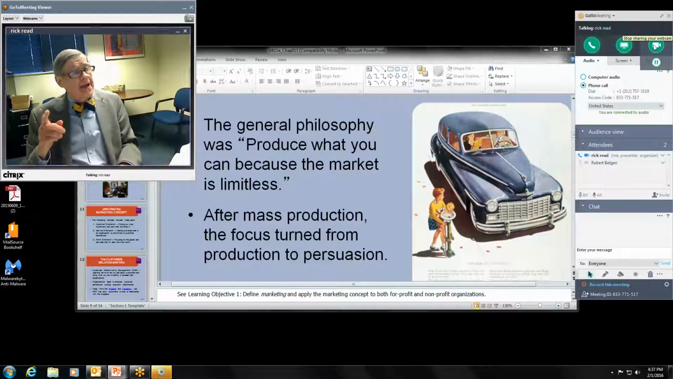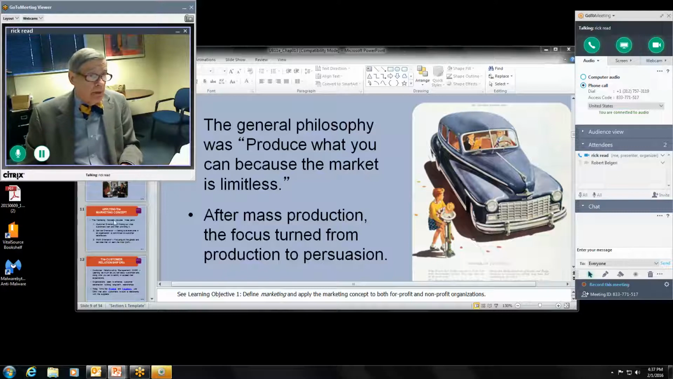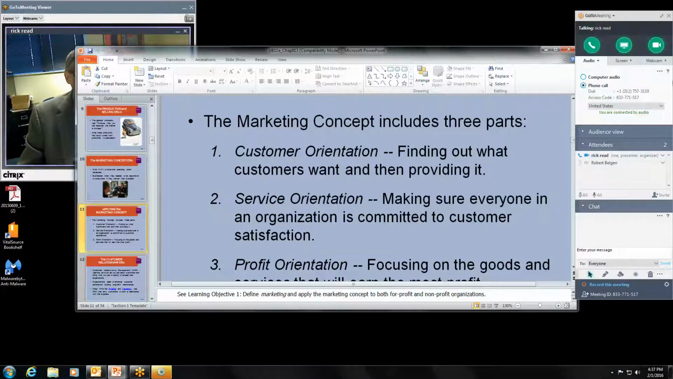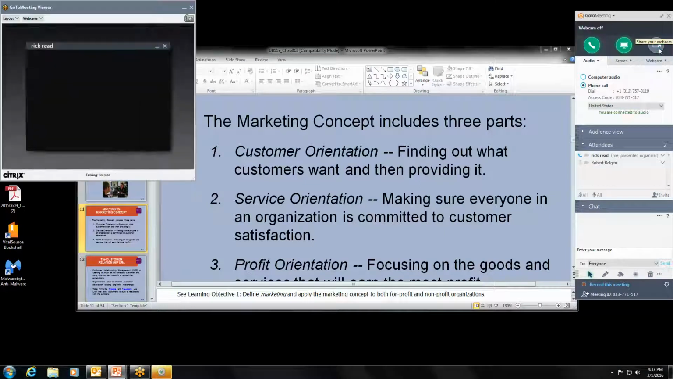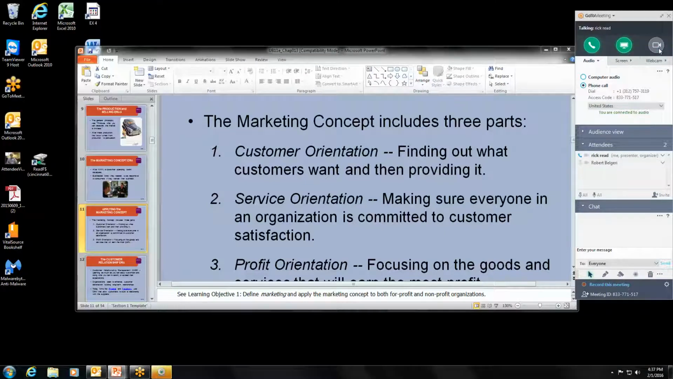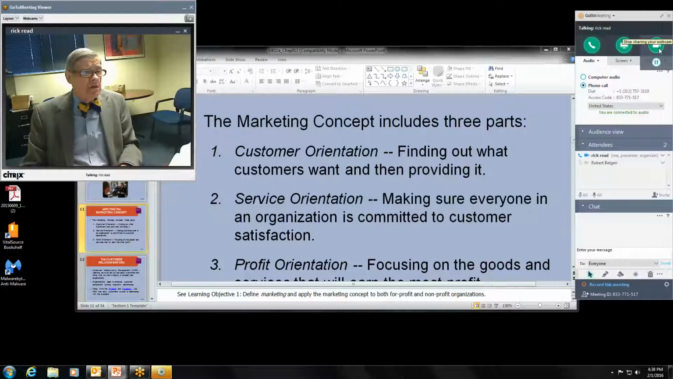So notice that after we got away from what was known as mass production, we turned to what was known as persuasion. So let's look at that. Marketing concepts. And by the way, we're moving into a part of the area that we're going to talk about, customer relationship marketing.